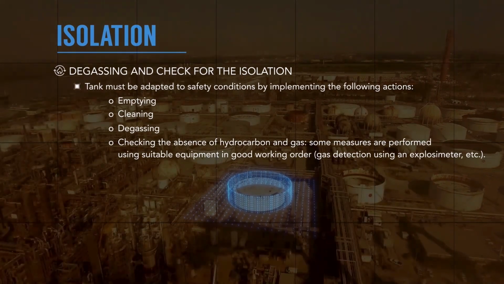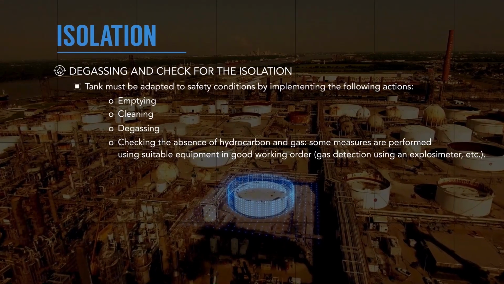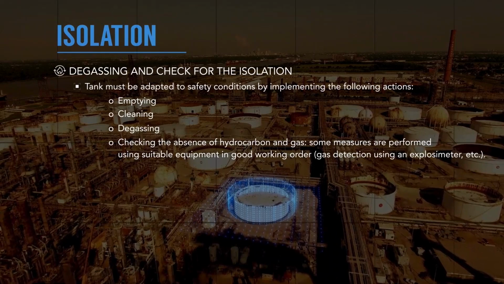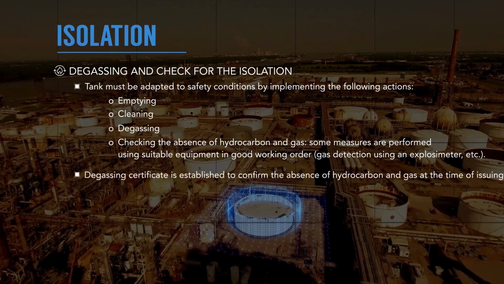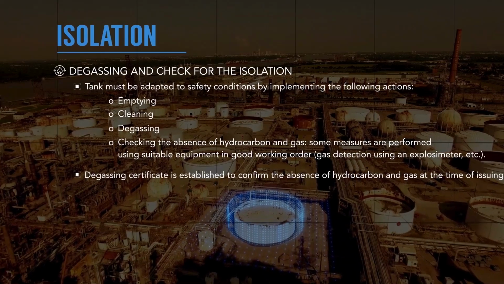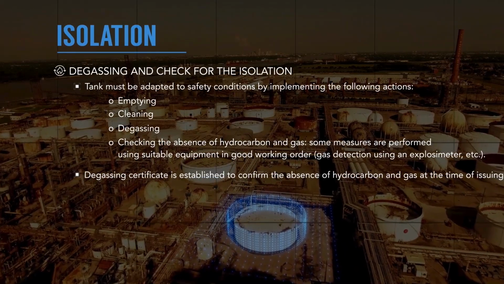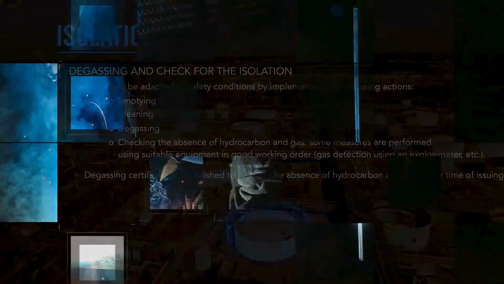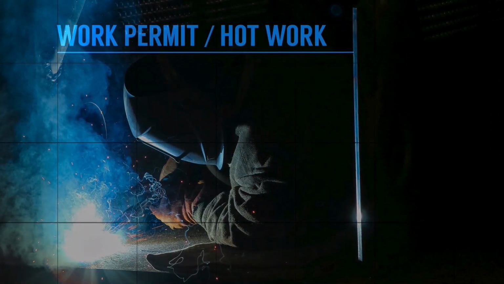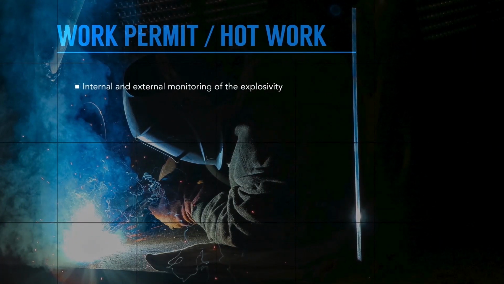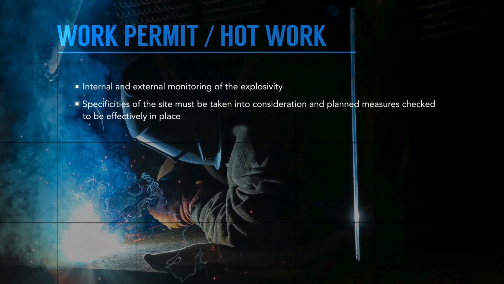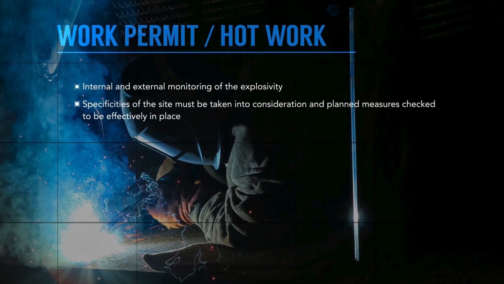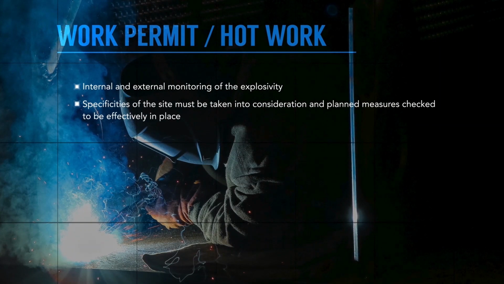Some measures are performed using suitable equipment in good working order, such as gas detection using an explosimeter. A degassing certificate is established to confirm the absence of hydrocarbon and gas at the time of issuing. Work permit, hot work: internal and external monitoring of the explosivity. Specificities of the site must be taken into consideration and planned measures checked to be effectively in place.